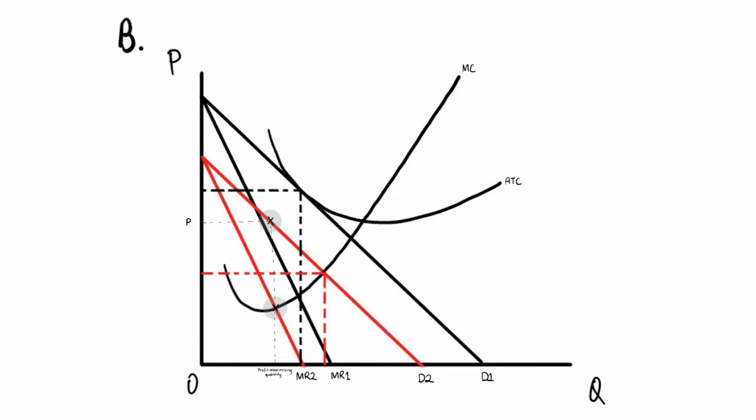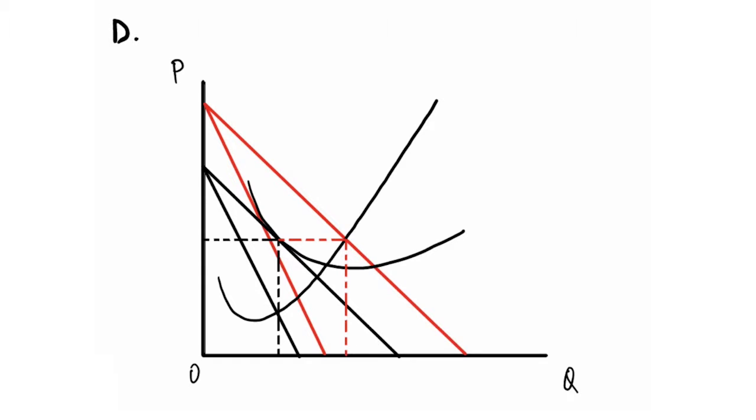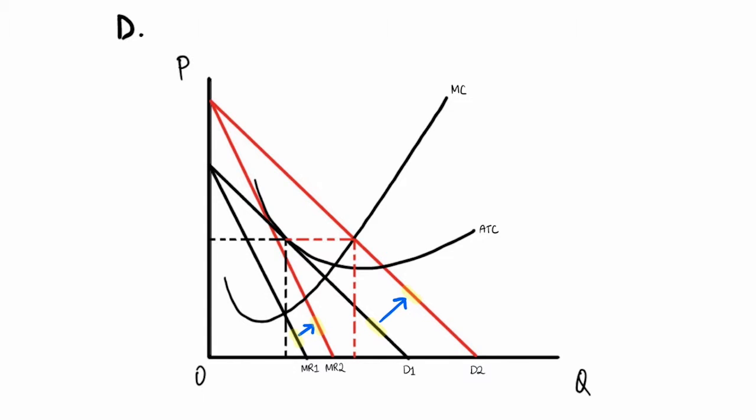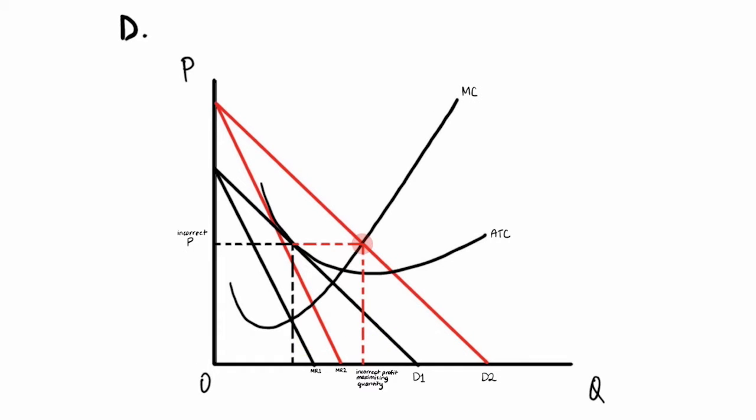Although the facts definitely reflect an increase in profits, this quantity is not profit maximizing because the price is less than the average total cost. Unlike answers A and B, the marginal revenue and demand curves correctly shift to the right to show an increase in demand for the supplier. However, the profit maximizing quantity at MR equals MC is not reflected in this graph. The quantity is instead the intersection between the short-run demand curve D2 and the marginal cost curve, which is similar to what we saw in answer B.